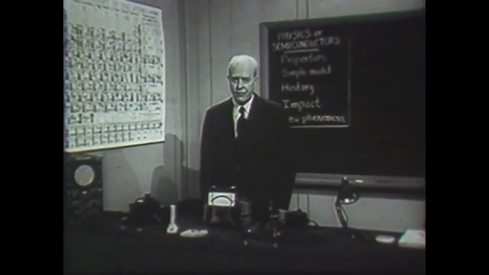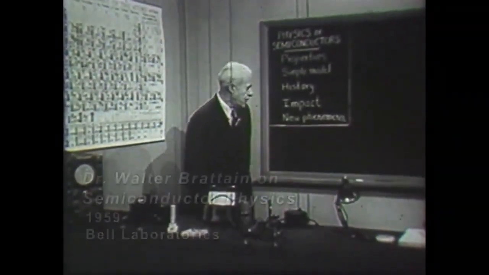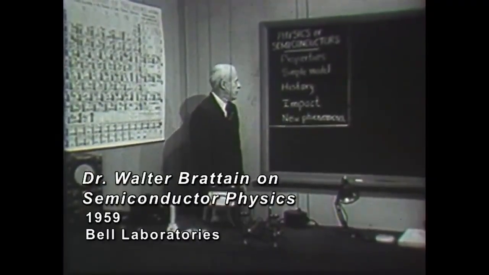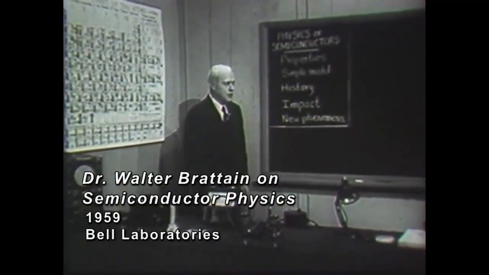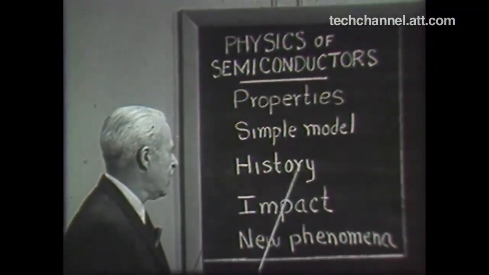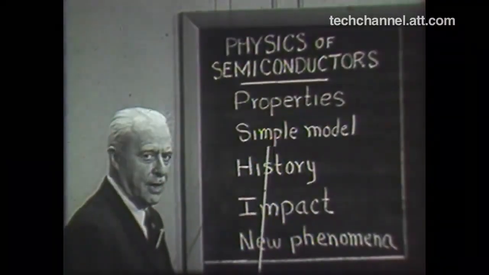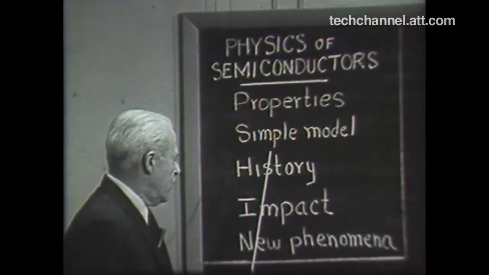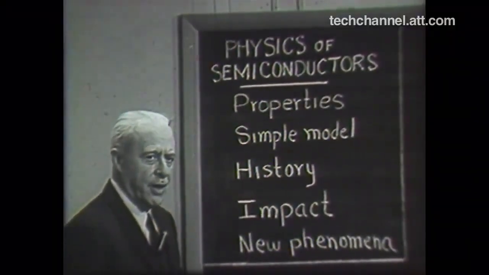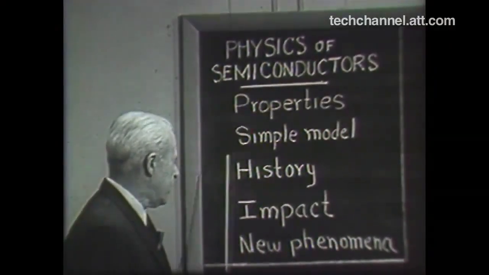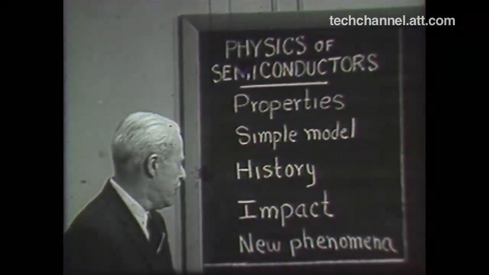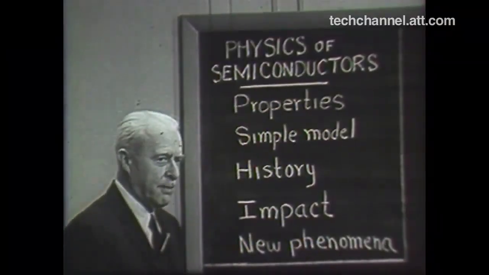In order that we may keep track of where we are, I've put on the board an outline of what we're going to consider. First, I would like to demonstrate to you some of the properties of semiconductors. Then I would like to present a simple model. Then we will take up just a little bit of the history of the development. And then some of the impact of the discoveries that came. And then some of the new phenomena.